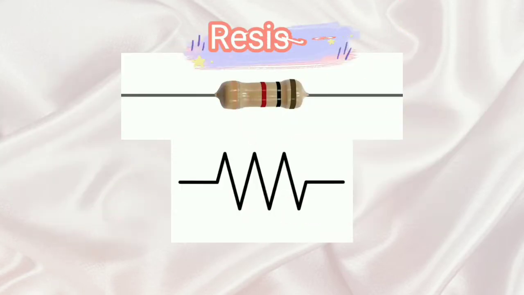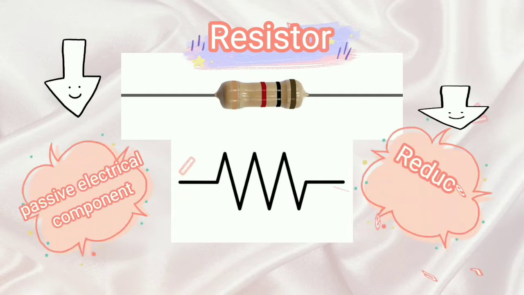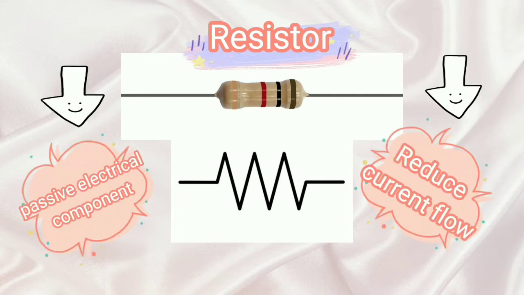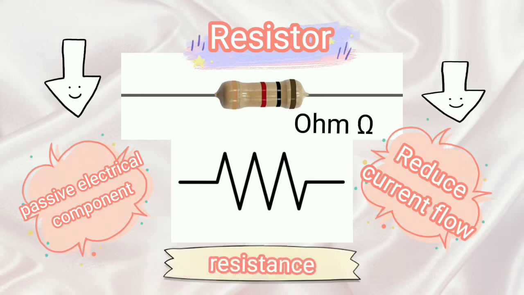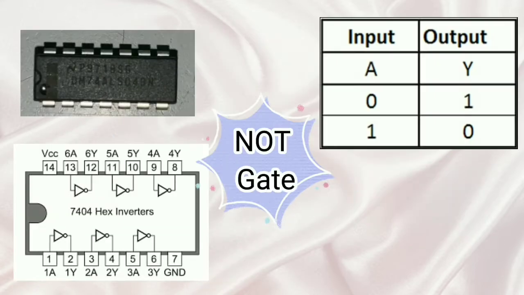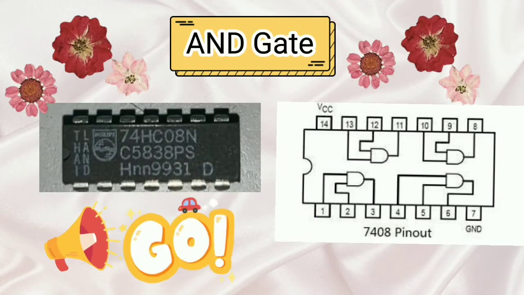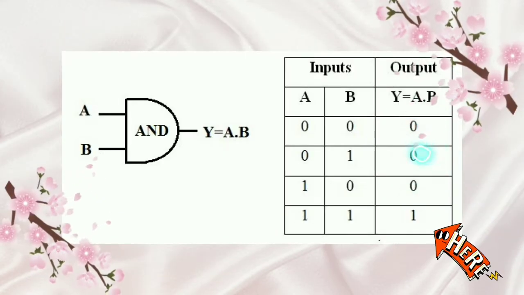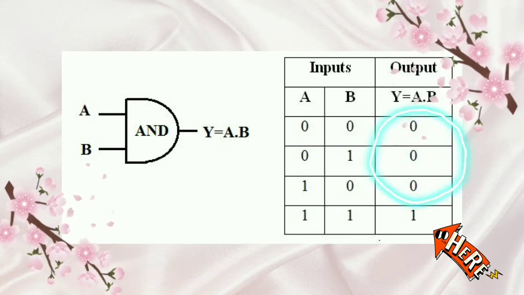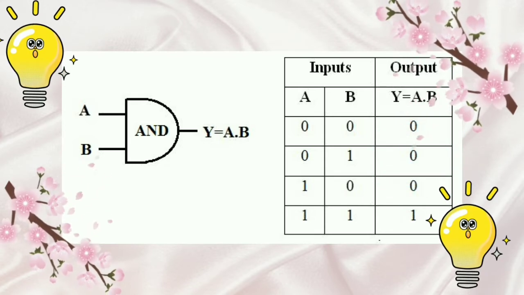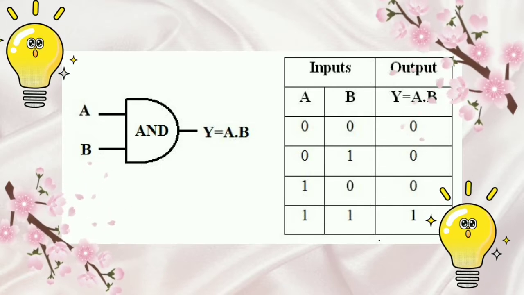Next is resistor. Resistor is a passive electrical component that reduces current flow in the circuit, which is called resistance. It's measured in unit ohm. Next is the NOT gate, which is a digital inverter. Its function is to invert the input. After that is AND gate. It behaves according to the truth table here. High output results only if all the inputs of the AND gate are high. If none or not all inputs of the AND gate are high, it produces a low output.